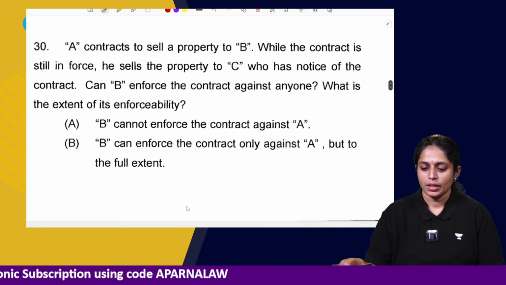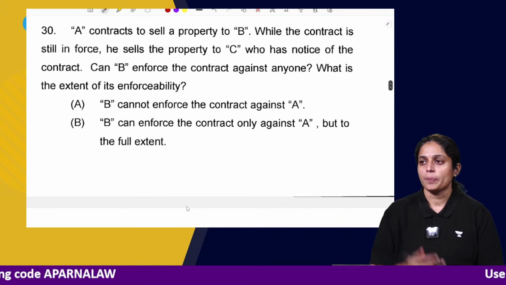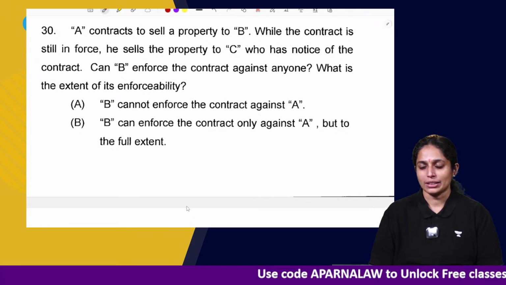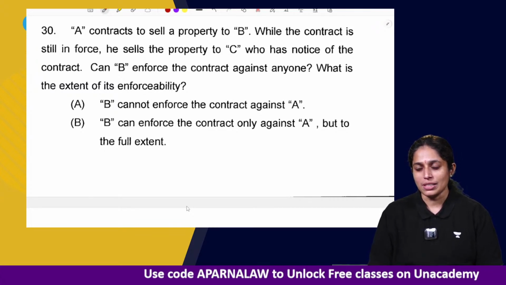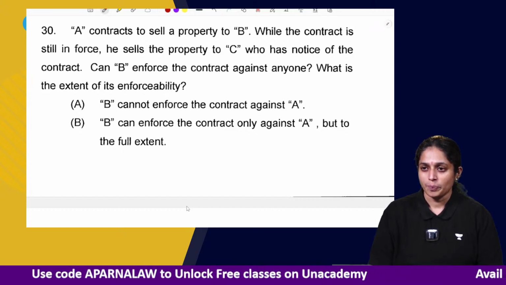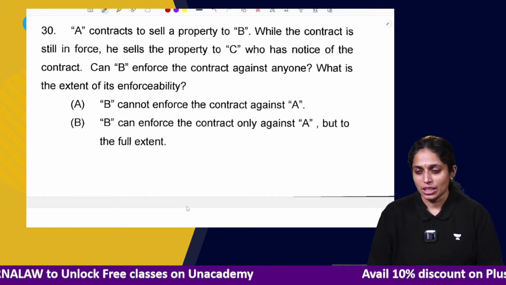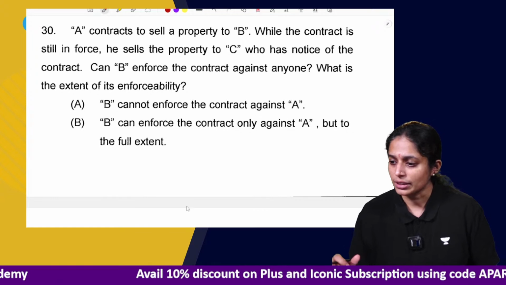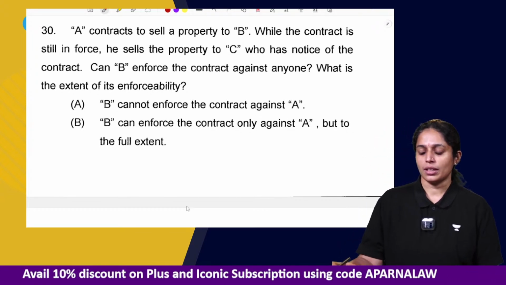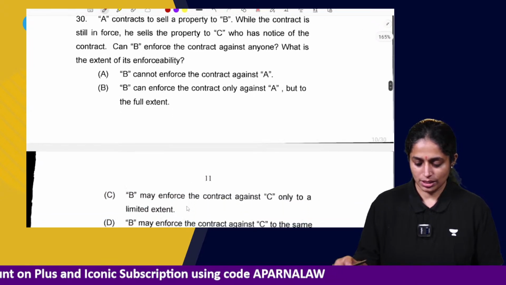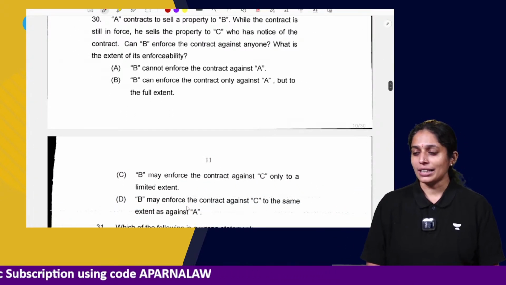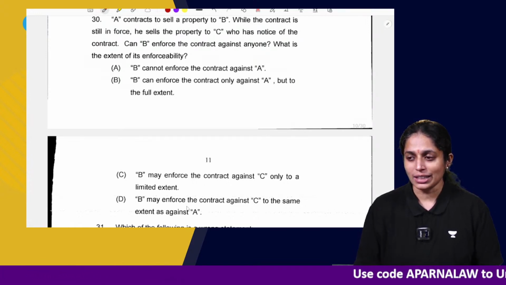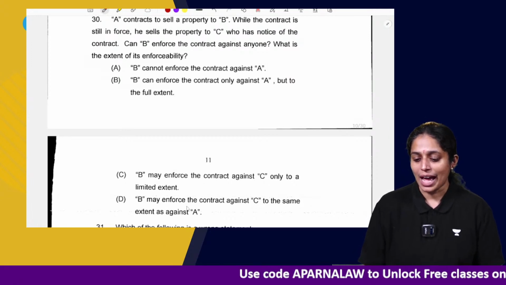Thirtieth question. A contracts to sell a property to B. While the contract is still in force, he sells the property to C, who has notice of the contract. Can B enforce the contract against anyone? What is the extent of its enforceability? A, B cannot enforce the contract against A; B, B can enforce the contract only against A, but to the full extent. Yes, correct. Then C, B may enforce the contract against C only to a limited extent; and D, B may enforce the contract against C to the same extent as against A.